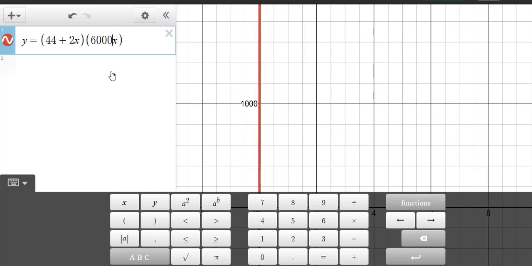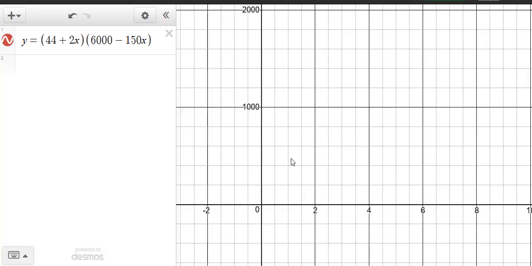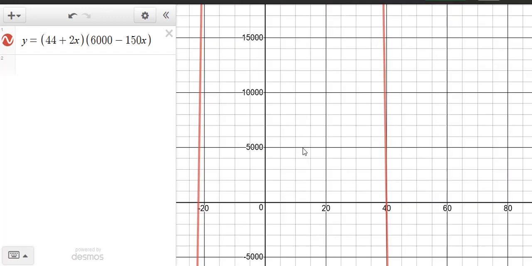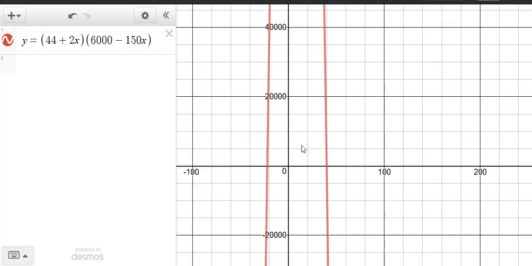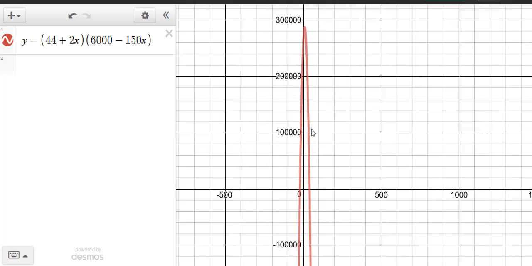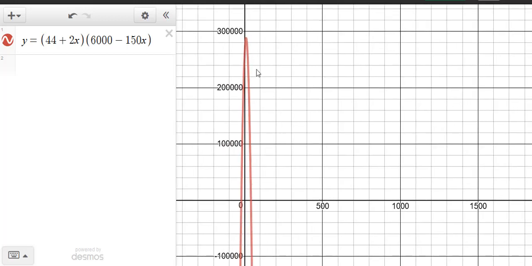6,000 minus 150x. There we go. Again, we have a parabola, but who knows where it is. I'm just going to keep zooming out, because the numbers are so big, until we can see the top of the parabola. Okay, and just like before, it's a decent enough graph. I could click up here and we'd get the maximum, but I want to see it a little bit nicer. So remember what we did before.